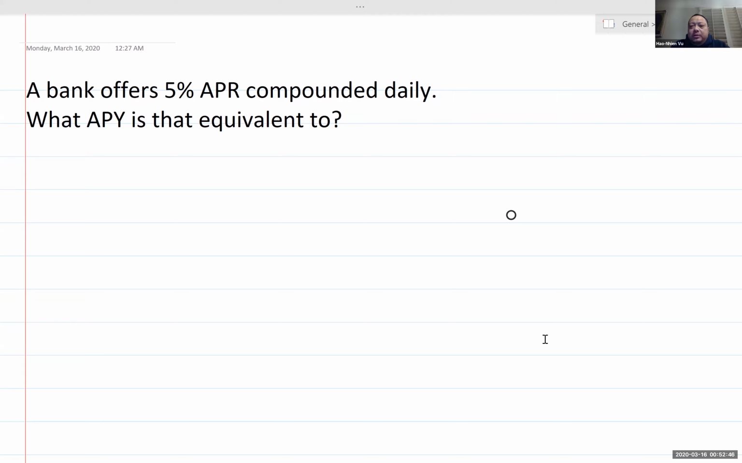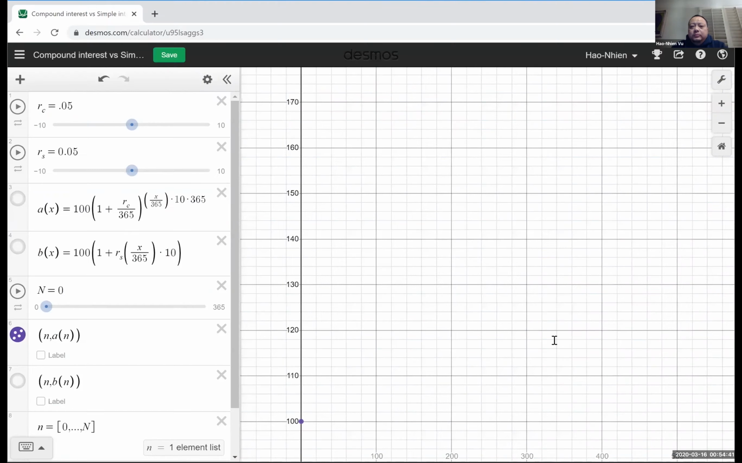An APR is the interest rate that they say is annual. But if it's compounded annually, then it's only 5%. If it's compounded daily, then it's worth more than 5%. And what the APY says is, if it's worth more than 5%, then exactly how much is it worth? So let's take a look at this demonstration that I've set up.